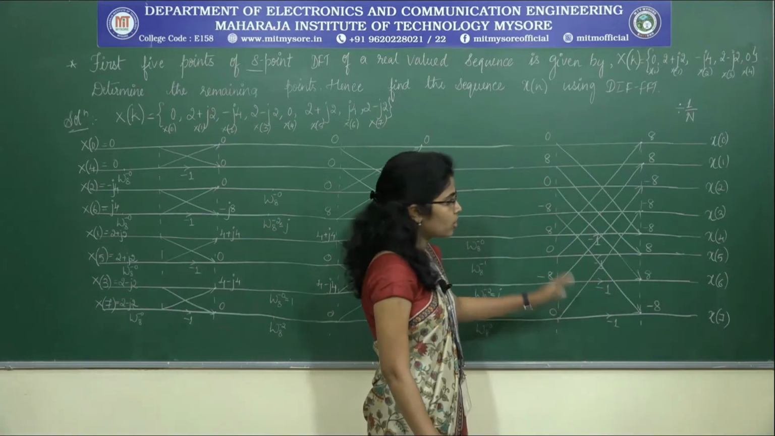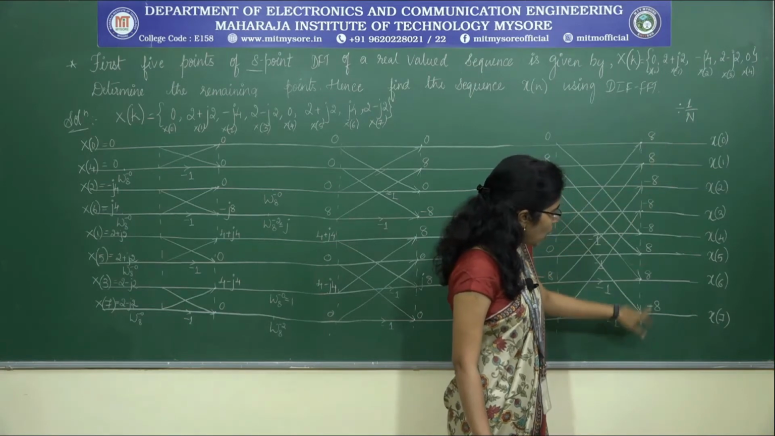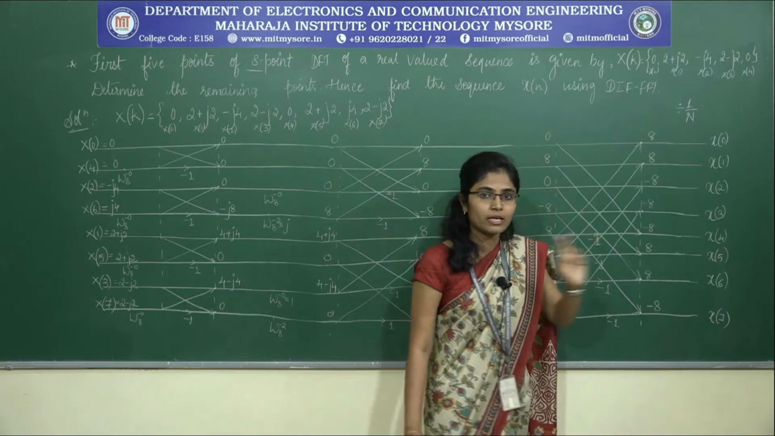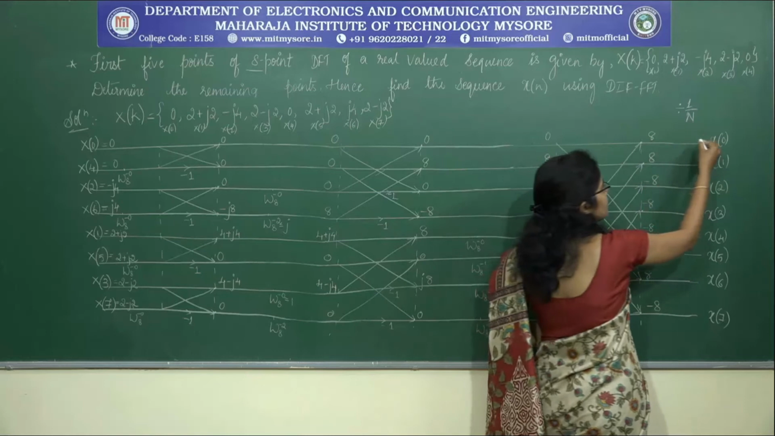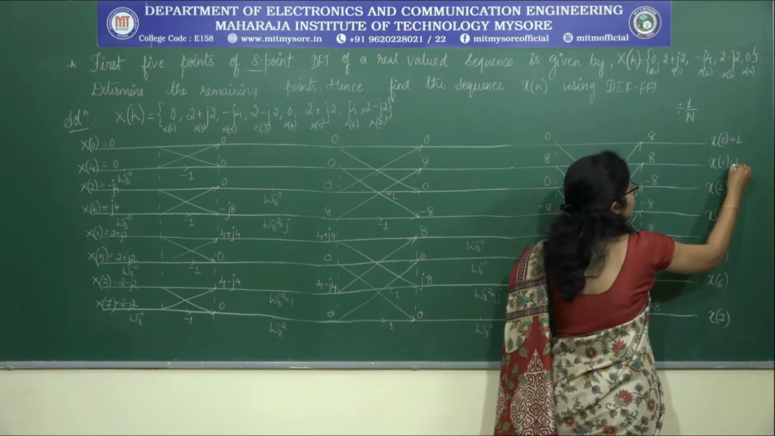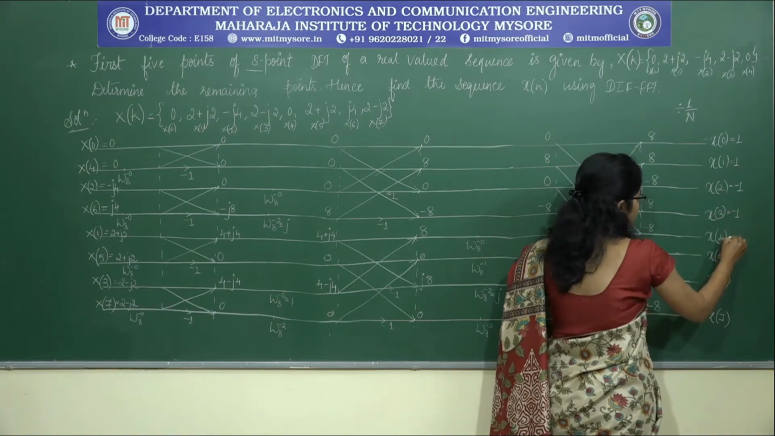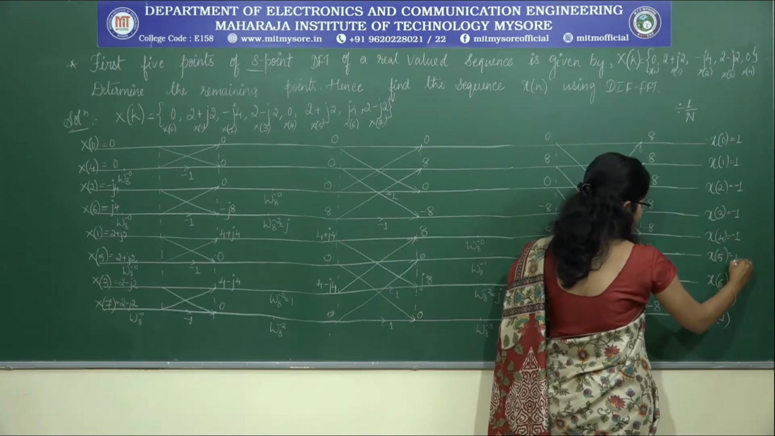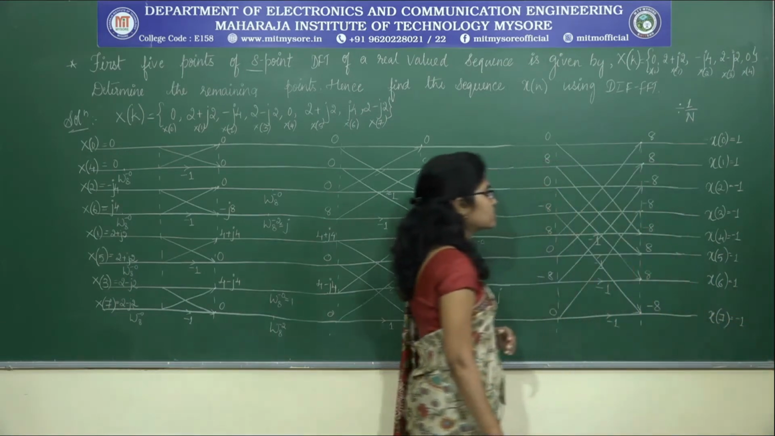So, we got the output, but what is the last part? I need to divide all these terms by N. So what is the value of N? They are telling us to find out 8-point DFT. So the value of N is 8. So dividing this by 8, x of 0 is equal to 1, 8 by 8 gives us 1. Minus 8 divided by 8 is minus 1. Minus 8 divided by 8 is minus 1. 8 by 8 is 1. 8 by 8 is 1. Minus 8 by 8 is minus 1.